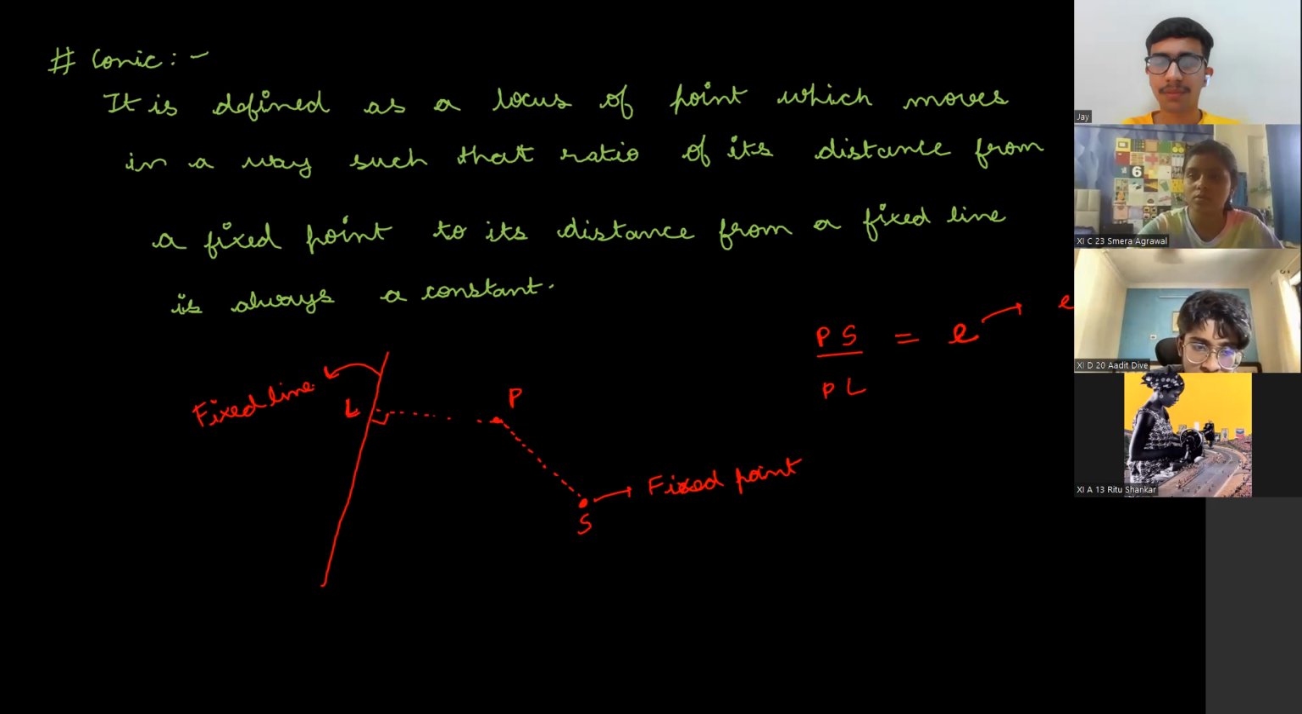No, I didn't understand it. Can you explain it again? Yeah, sure. So basically a conic is a set of points for which the ratio is constant, PS by PL. And what is PS? The point is traveling in such a way that the distance from the fixed point, which is S, to the distance from this point to the line, PS by PL, is a constant which is equal to E.